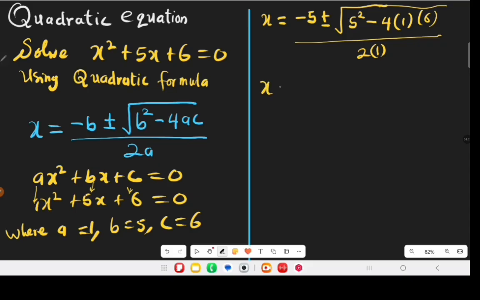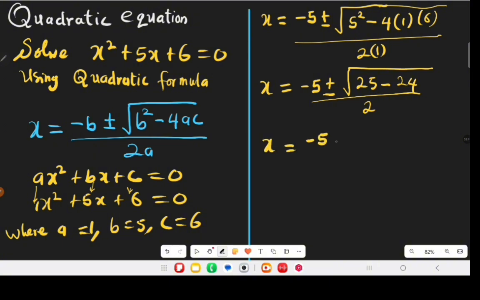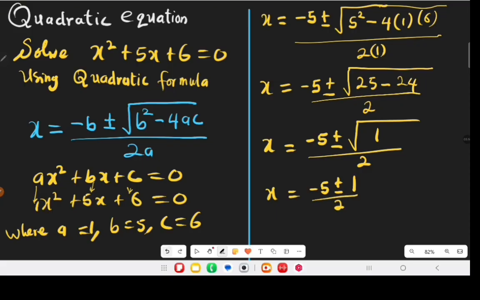When we continue, we have x equal to minus 5 plus or minus the square root of 5 squared, which is 25, minus 4 times 1 times 6, which gives us 24, all over 2 times 1, which gives us 2. x is equal to minus 5 plus or minus the square root of 25 minus 24, which gives us 1, all over 2. x is equal to minus 5 plus or minus the square root of 1, which is 1, all over 2. x is equal to minus 5 plus 1 all over 2, or minus 5 minus 1 all over 2.